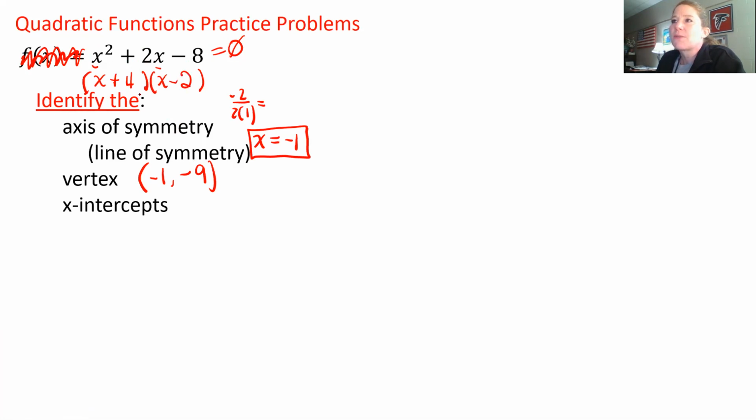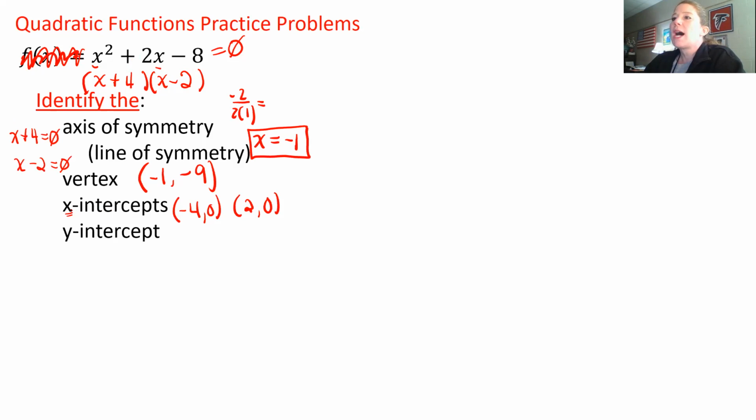Always double check it. Does 4 times negative 2 equal negative 8? And does 4 plus negative 2 equal positive 2? Yes. Since the equation is equal to 0, we're going to take both sets of the parentheses, set them equal to 0, then solve for x. So on both of them, if we solve for x, we would get negative 4 and positive 2. And the y values are 0 because we're looking for the x-intercepts.